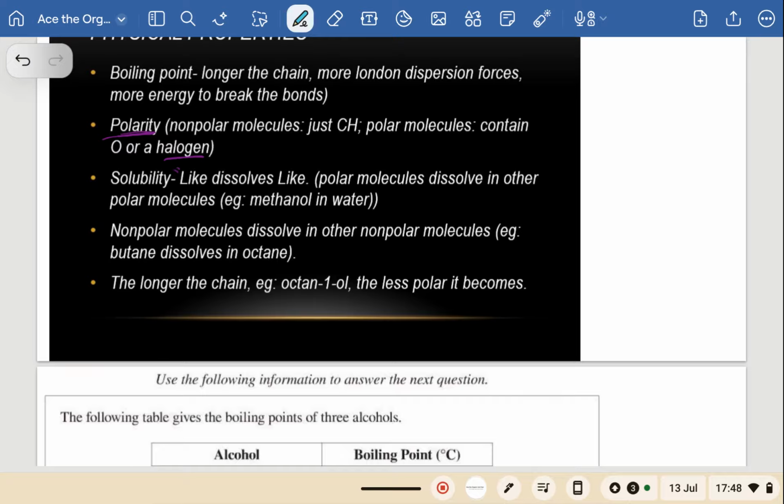Solubility, don't forget that phrase, like dissolves like. So if you're a polar molecule, it will dissolve in a polar solution. And then opposite, if you're nonpolar, it will dissolve in nonpolar. And then the last one, the longer the chain, the less polar it becomes. So for instance, methanol, this OH group is pretty significant. But if you had, say, a very, very, very long chain, then this OH group gets less significant. And so that is why you're less polar.